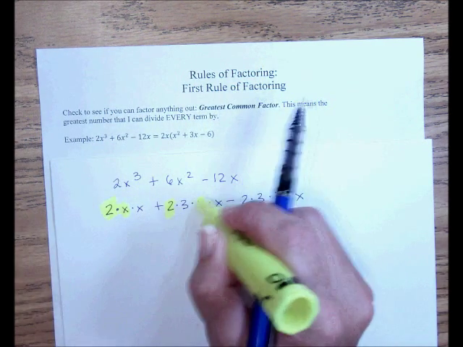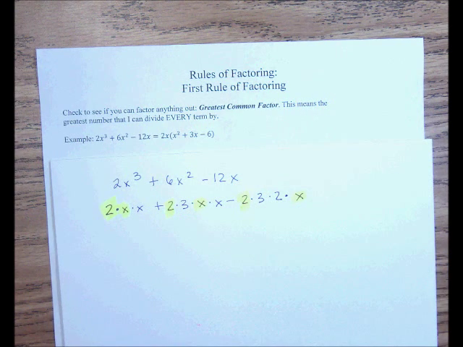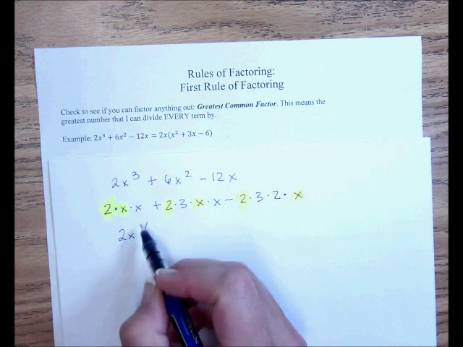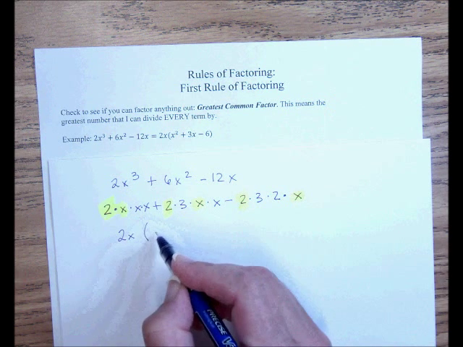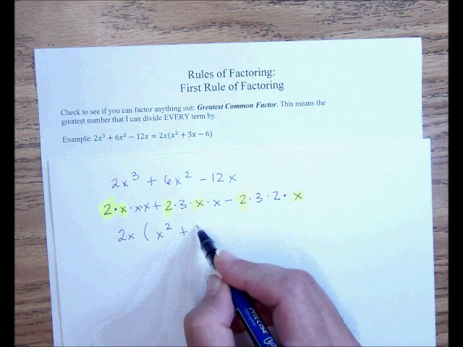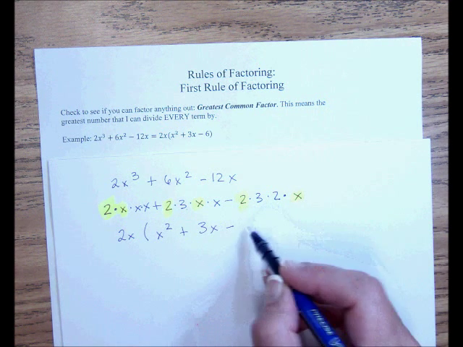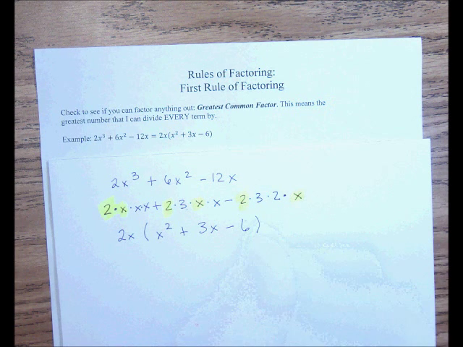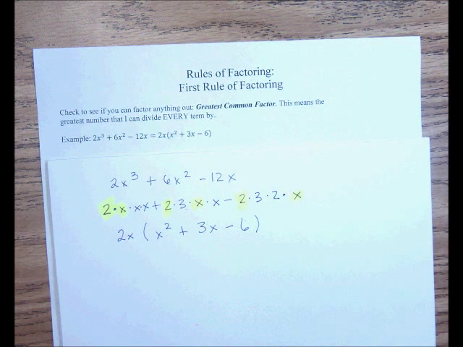So I'm going to just highlight these, so I can pull those outside the parentheses. So I have a 2x in every term. I'm sorry, there should be another x there. So I have x squared that's left plus 3x that's left minus 3 times 2 is 6, and I have no x's left. So in this case, my greatest common factor is 2x, and then I'm left with the trinomial x squared plus 3x minus 6.